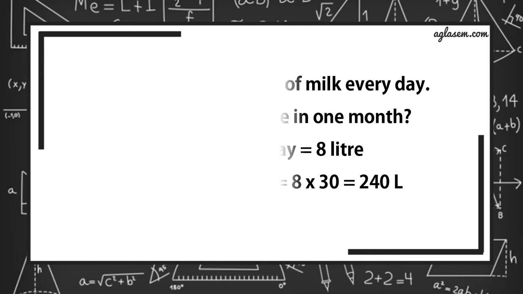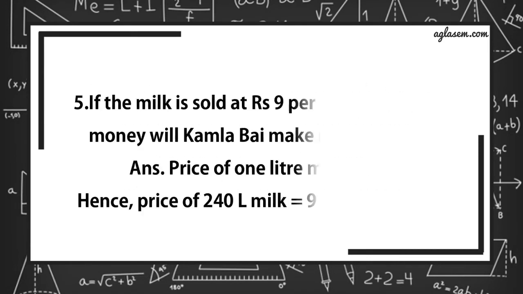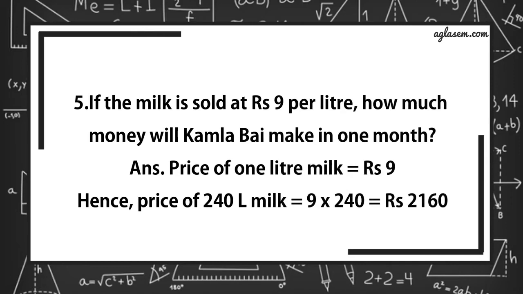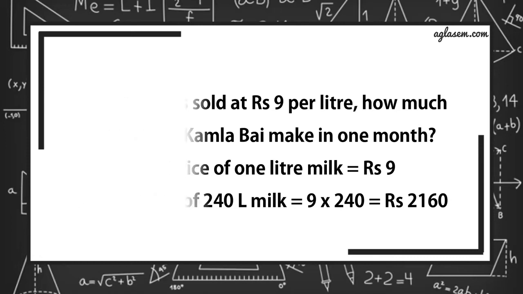Further, question number 5 says, if the milk is sold at rupees 9 per liter, how much money will Kamla Bai make in 1 month? Answer is, price of 1 liter milk is rupees 9. Therefore, price of 240 liter milk will be 9 into 240, that is rupees 2,160.